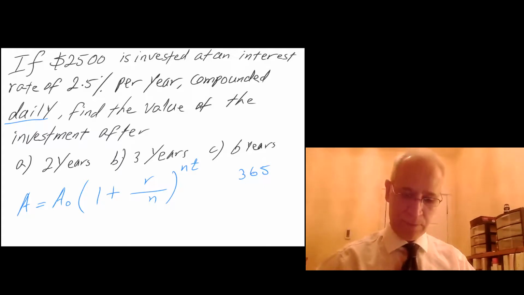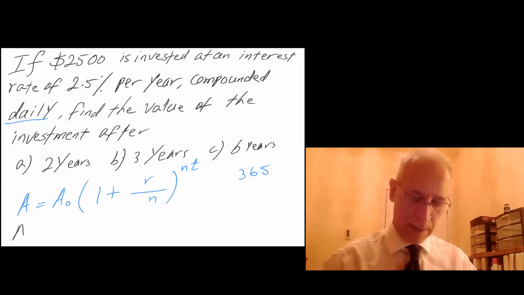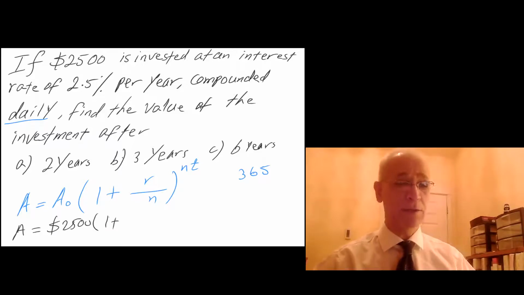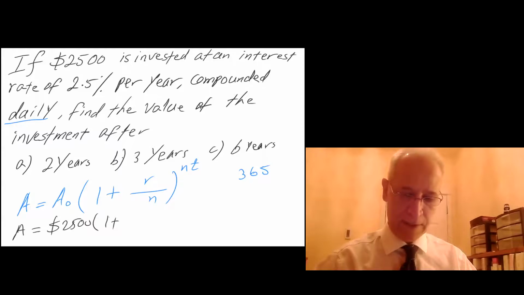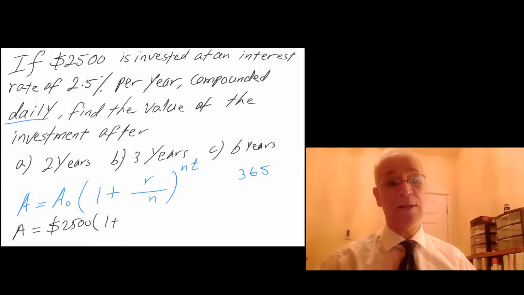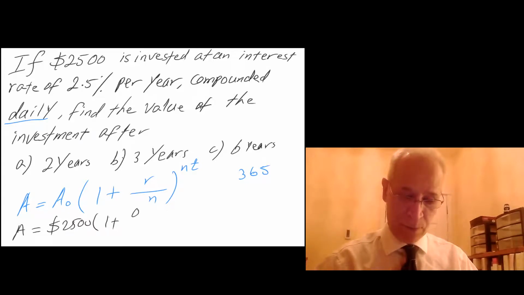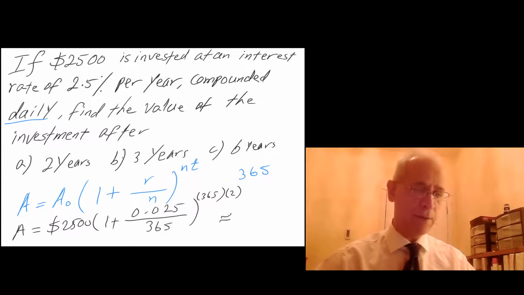So for 2 years, part A, I'm going to have A equals $2,500 times 1 plus the rate, which is 2.5 divided by 100, because remember, percent is a number divided by 100. So 0.025 divided by 365, to the power of 365 times 2. And I already put that in the calculator.